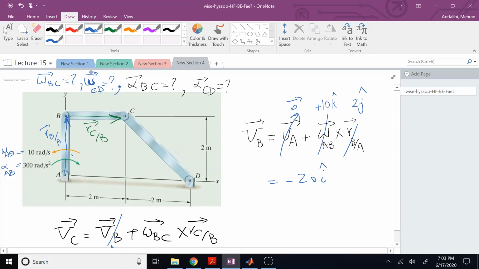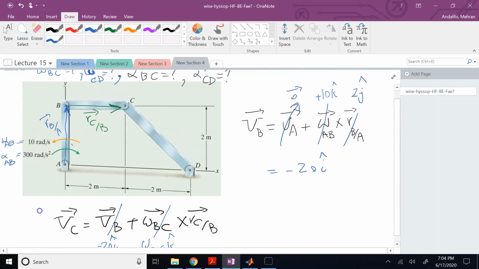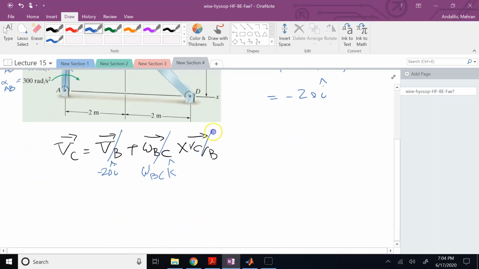So omega BC, I have no idea. All I know is since this is a 2D problem, omega BC has to be either positive K or negative K. So I choose one of them. I assume for the moment this is positive, so I make it omega BC K. And R of C with respect to B, you see, it's 2 units forward, so it is 2 times I.